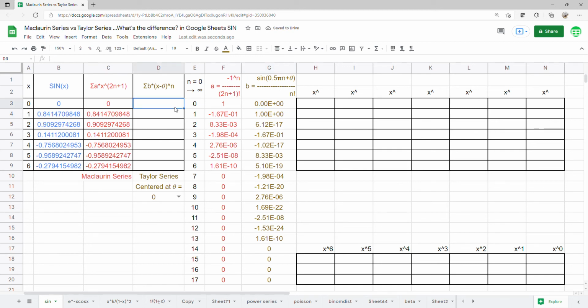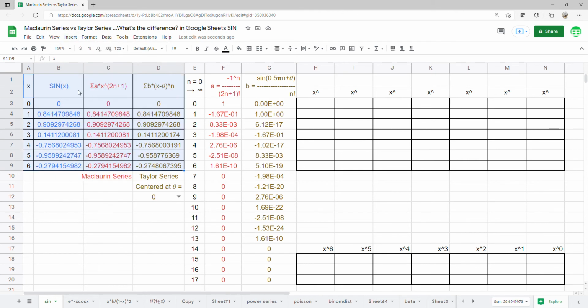Now we can complete the Taylor series expansion. So RA formula, series sum of the, this is x minus theta, so x minus theta raised to the power n, where n starts from 0 up to infinity. So n starts from 0, incremented by 1. And the coefficient will be this range. And we'll chart this.